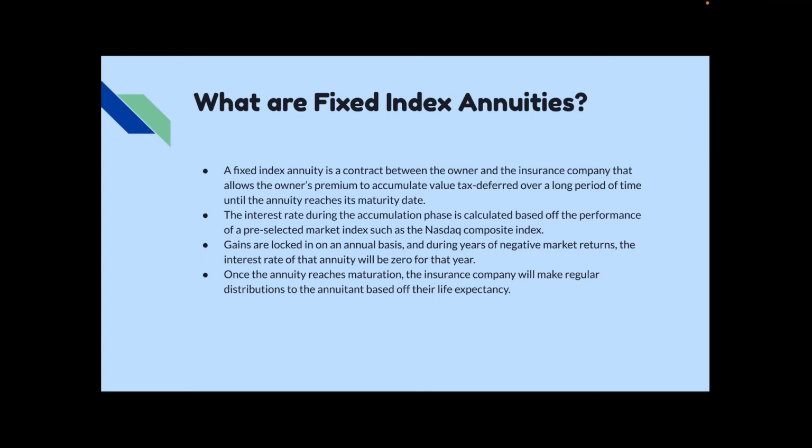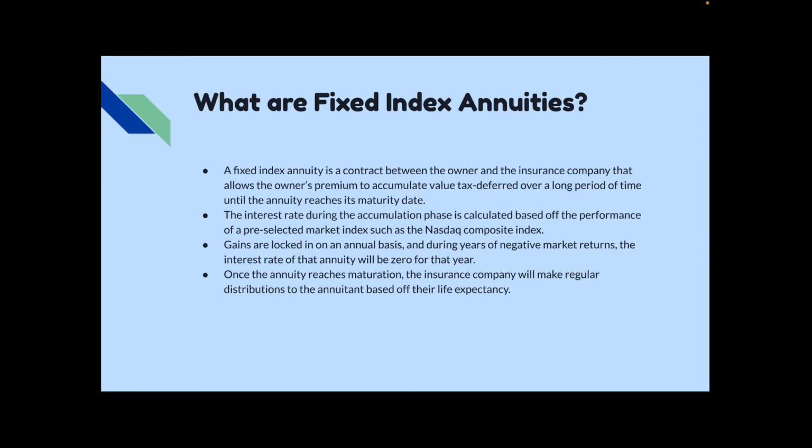And here's the thing. If the market is weak for a particular year, your interest rate for the annuity for that year will be 0, which means you won't make any money with interest that year, but you won't lose any money. You won't lose any of your principal, and you won't lose any of the gains that you've locked in previously. Okay, this is very important.